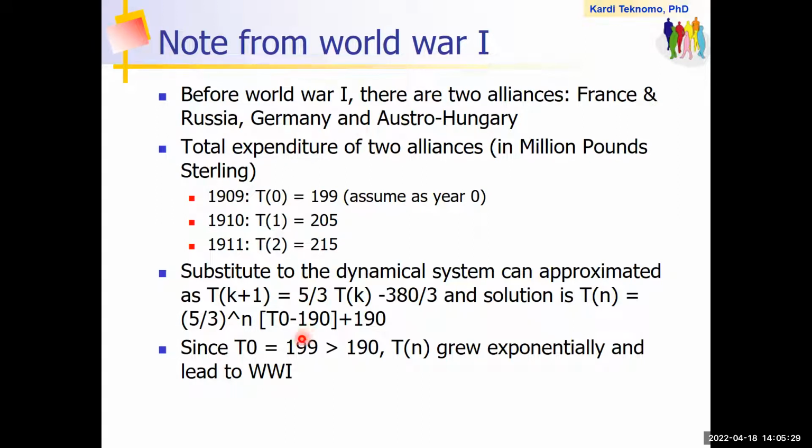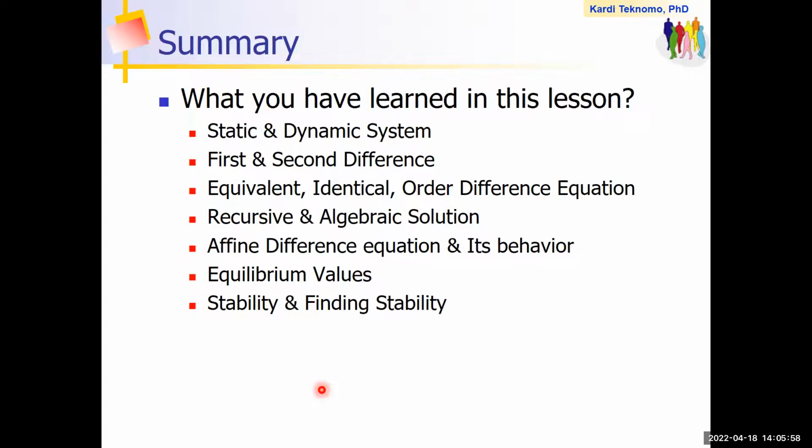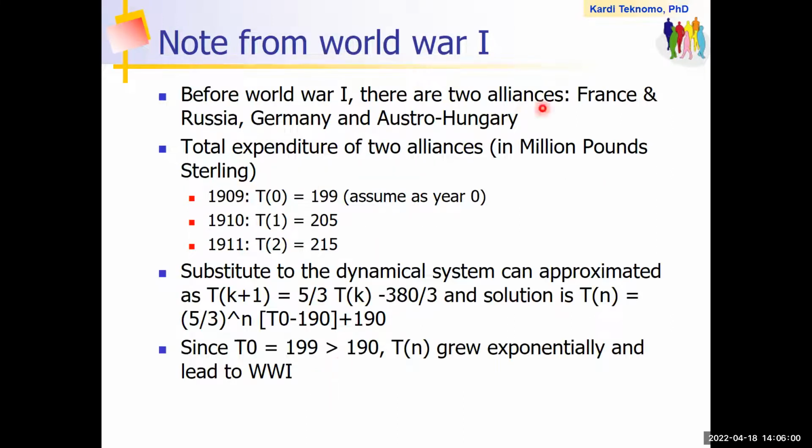So in that case, when T0, in this case, the value T0 is 199. Okay, this is the total expenditure for the alliance of defense. Is larger than 190. Here is the value. Okay, and then because of that, Tn grew exponentially, and then it will lead to World War I. Okay. And you can see actually the lesson from this mathematics.